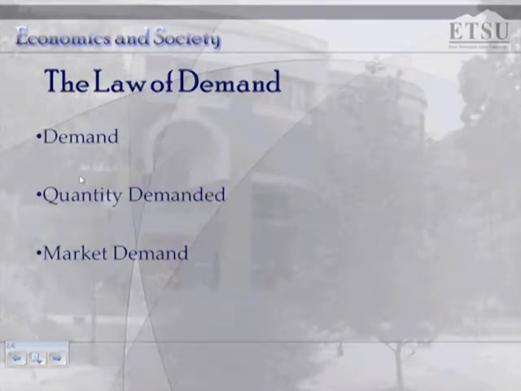So we're going to have an overview of the market mechanism, starting with the consumer side, demand. Demand refers to the relationship between the price of a good and the quantity demanded. The quantity demanded is the amount that consumers are willing and able to purchase at a particular price. What the law of demand says is simple, that there's a negative or an inverse relationship between the price of a good and its quantity demanded.